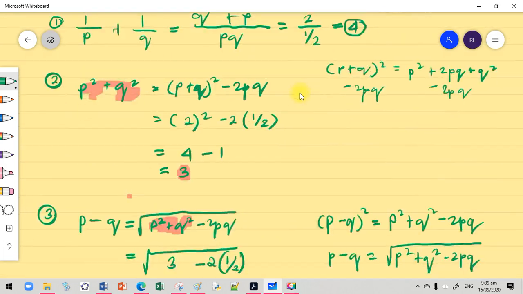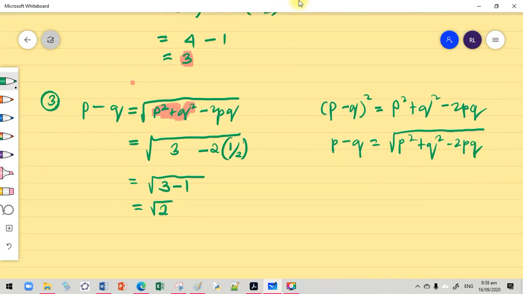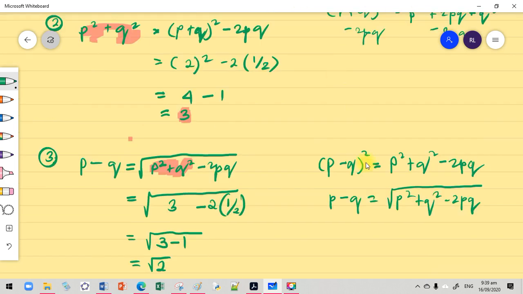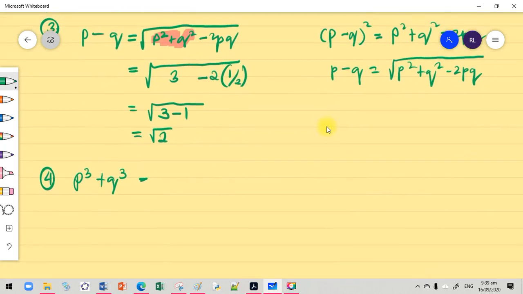Then number 4, we have p cubed plus q cubed. Okay, so you can see, number 4 is actually a sum of 2 cubes. And since this is a sum of 2 cubes, we can factorize this one into p plus q, then p square minus pq plus q square. Take note of the plus and minus, that make the middle terms when expanded become 0, and we are left with p cube plus q cube.